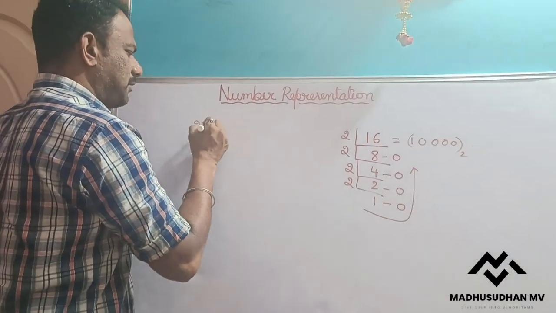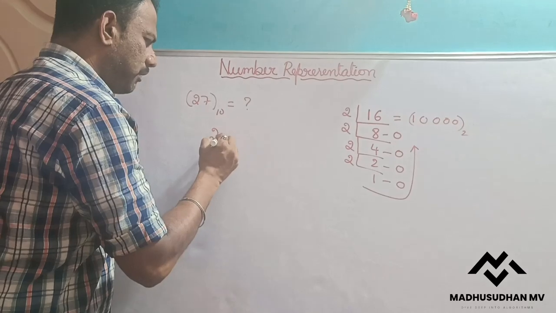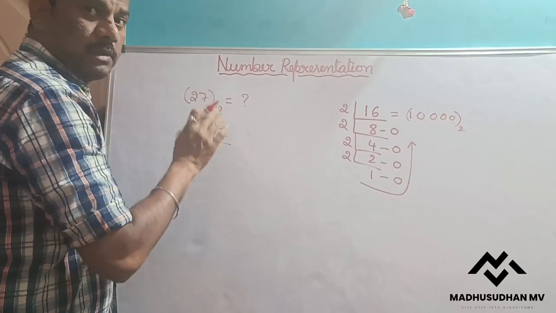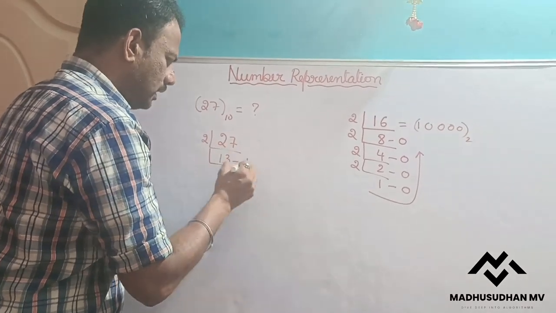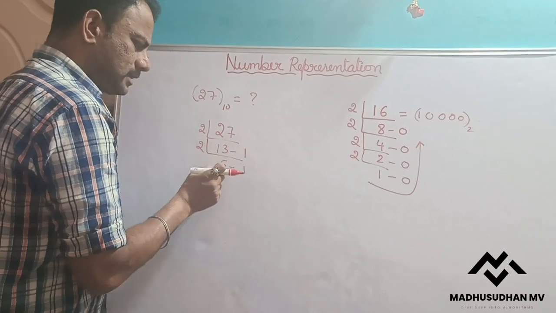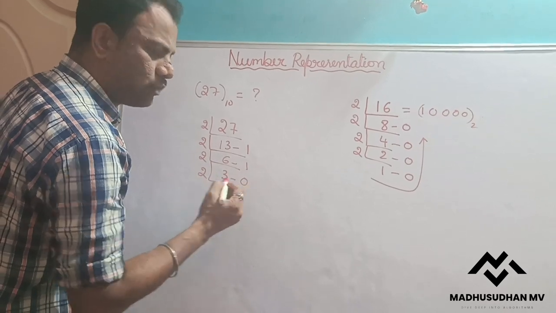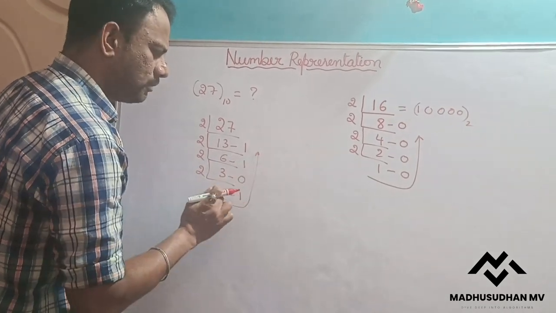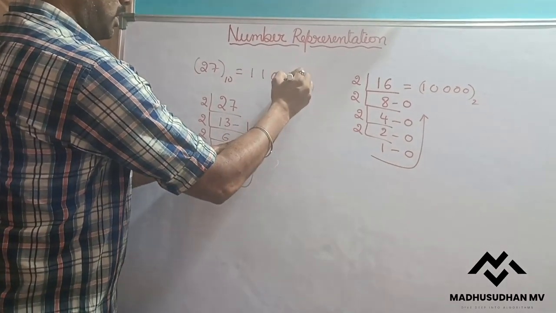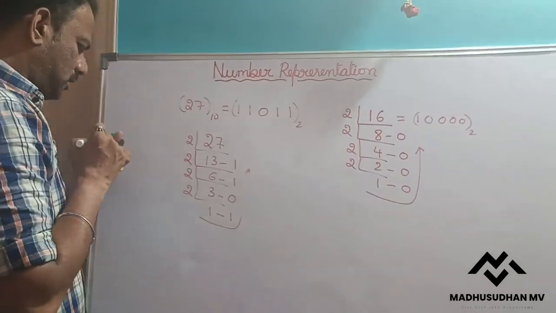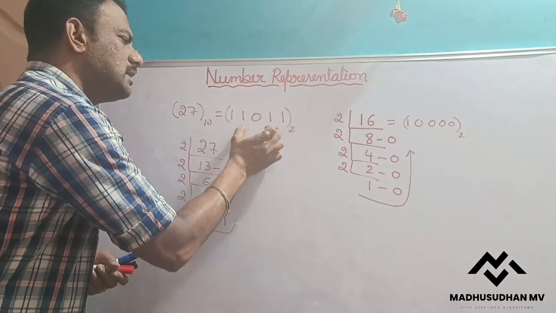Similarly, let us take one more. I want to represent 27, which is in decimal. What is it in binary? Again, keep dividing the number by 2 until the quotient becomes either 0 or 1. 2 thirteens are 26, so the remainder is 1. Again, 2 sixes are 12, remainder is 1. The quotient is not 0 or 1, so 2 threes are 6, remainder is 0. Again, 2 ones are 2, remainder is 1. Now take the digits from the last, in this direction. That means it is 1, then 1, 0, 1, 1. So this is the 27 in the decimal number system, and the same 27 in terms of binary.